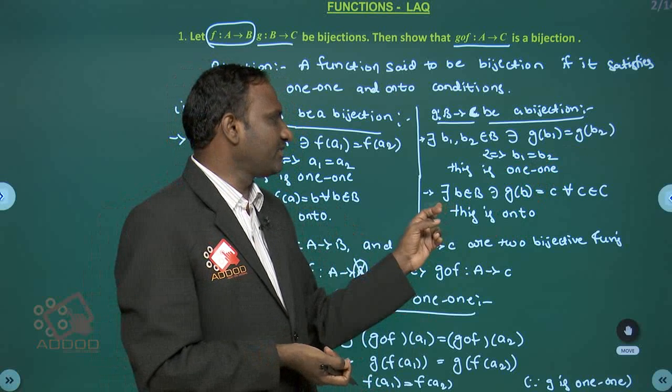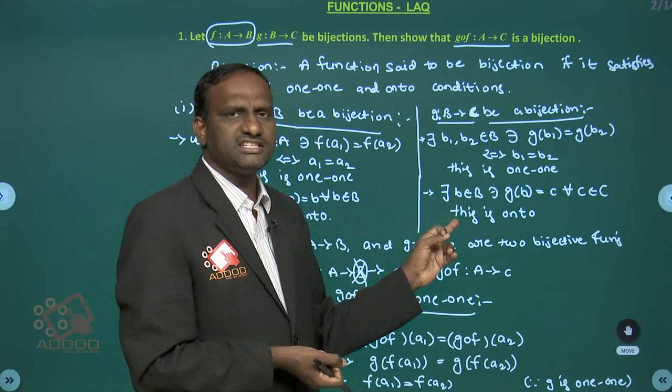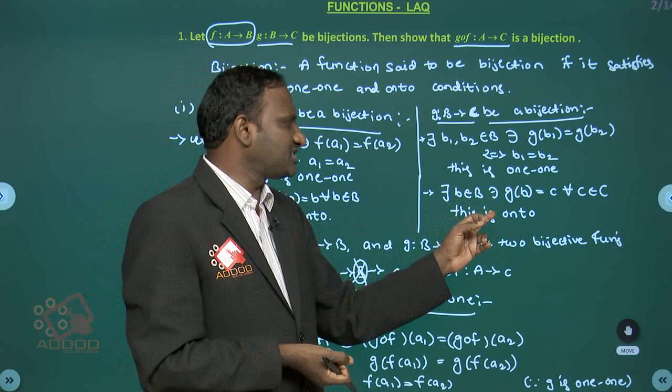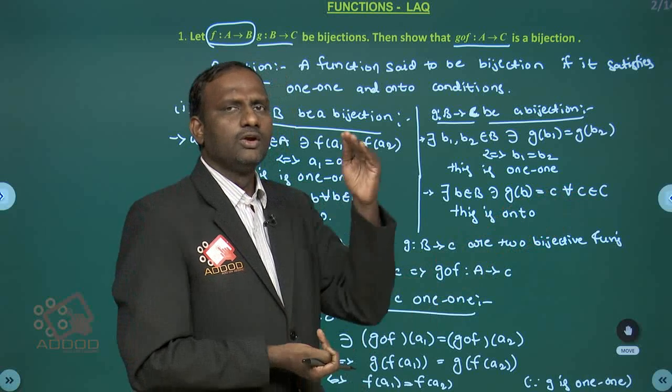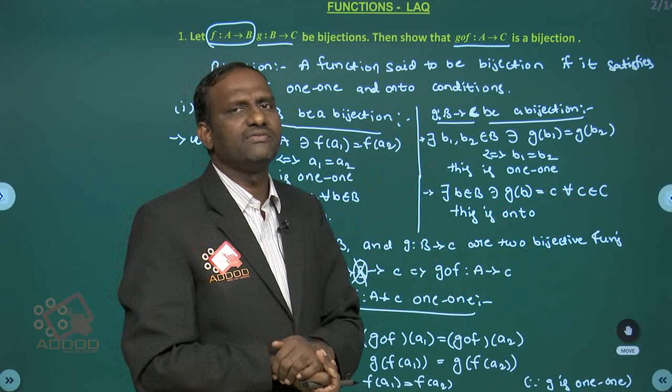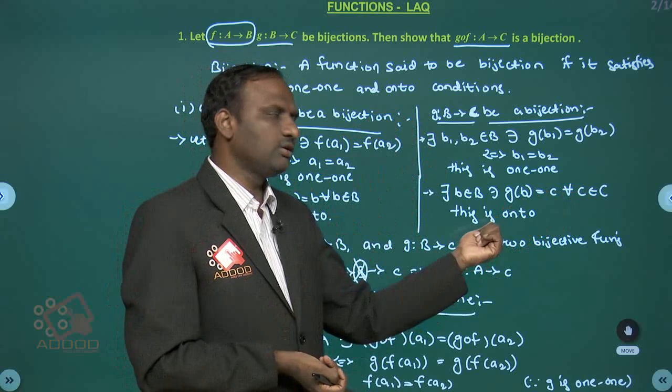Okay. Next, the second one I am taking: for B belonging to B, there exists a domain element B such that G of B is mapping to C, for all C belonging to C. A domain element has been mapped to the codomain; that is the definition of onto. That is what I have taken here.